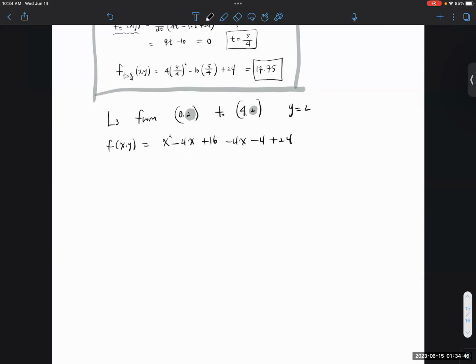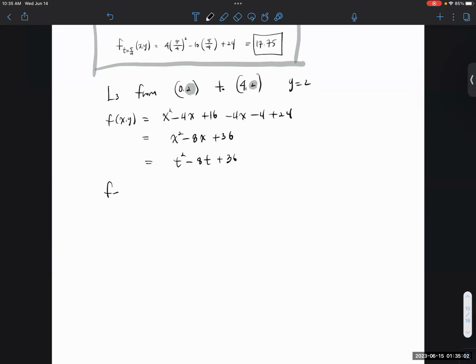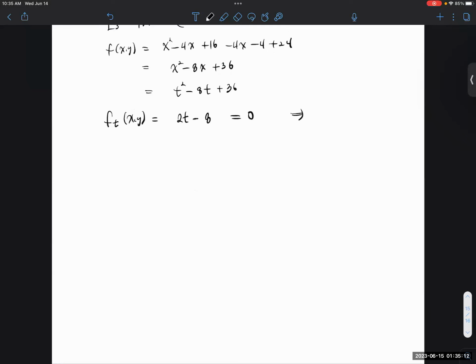So you should get x squared, 8x plus 36. I'm going to convert it to the t variable so that you can take the partial derivative with respect to t. So it's going to be 2t minus 8. That should be equal to 0, isn't it? So you're going to solve for t, which is going to be 4.